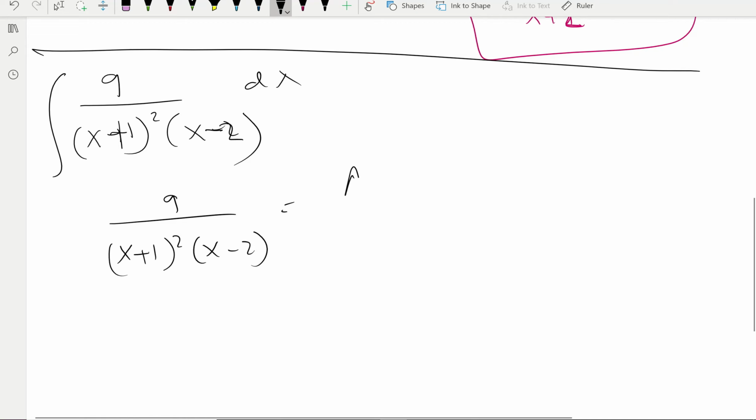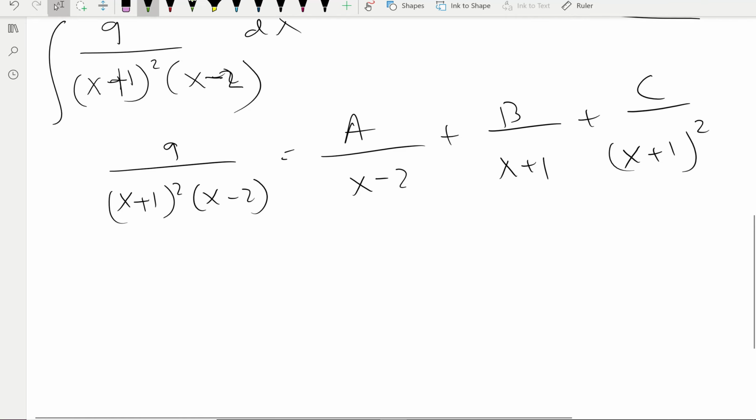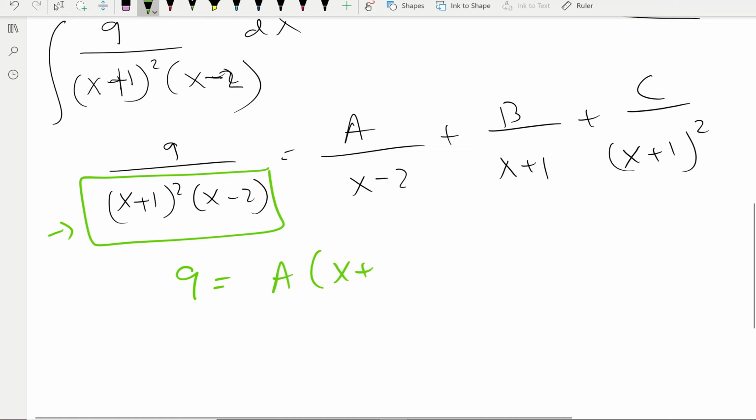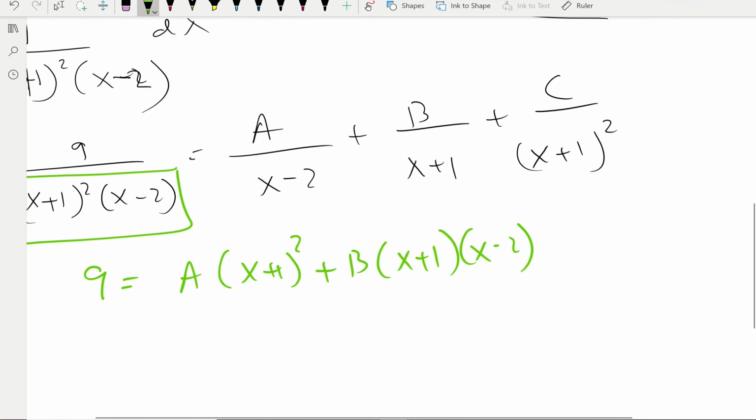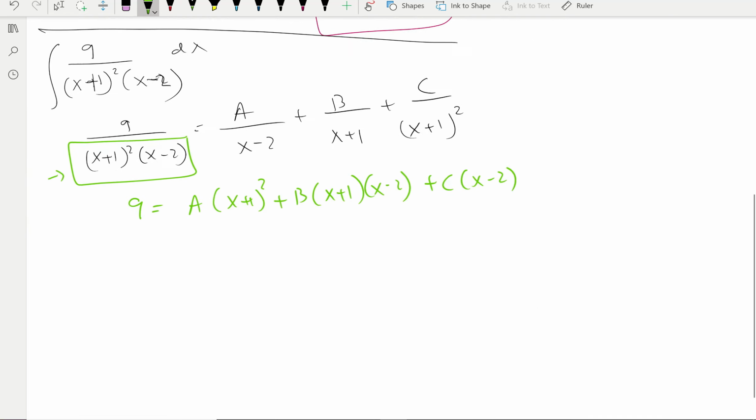The decomposition is A over x minus 2 plus B over x plus 1 plus C over (x plus 1) squared, right? Now to find A, B and C, you multiply both the left-hand side and the right-hand side by this big denominator. So on the left we will have 9 equals A(x plus 1) squared plus B(x plus 1)(x minus 2) plus C(x minus 2). Alright, so now we want to find A, B and C.